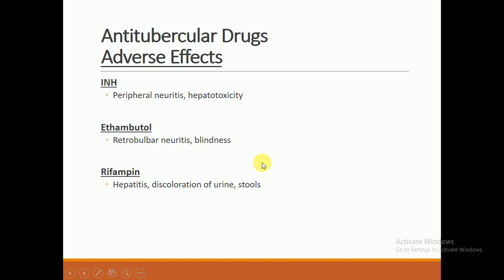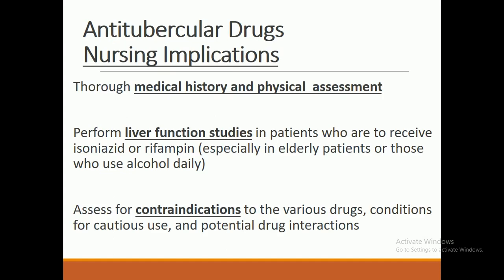These are the various adverse effects reported in different literature reviews. Isoniazid may cause peripheral neuritis and hepatotoxicity. Ethambutol may cause retrobulbar neuritis, and blindness may occur, while rifampicin has been reported to cause hepatitis and discoloration of urine and stool. These are the adverse effects reported after the use of these agents. There may be chances of adverse effects due to overdosing.